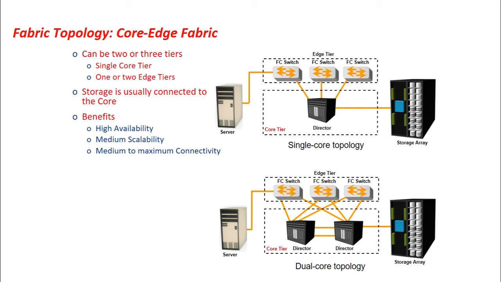In core edge topology, the edge tier switches are not connected to each other. This is what we need to observe here. The fiber channel switches are not connected to each other directly. They are only connected to the edge tiers or the directors.